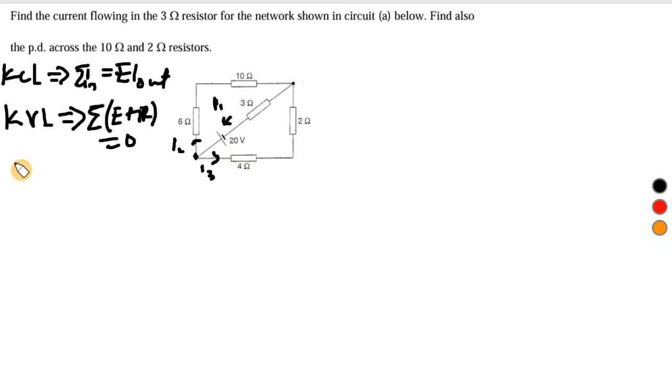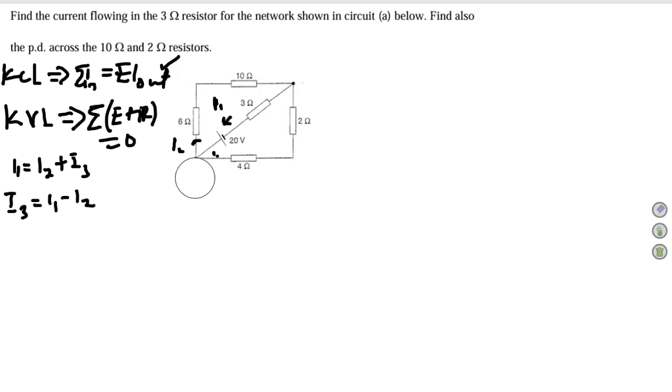So quickly notice that I1 should equal I2 plus I3 according to Kirchhoff's current law. And quickly notice that I3 here now will be I1 minus I2. So we can write this as I1 minus I2. So that is the current that flows in this part.